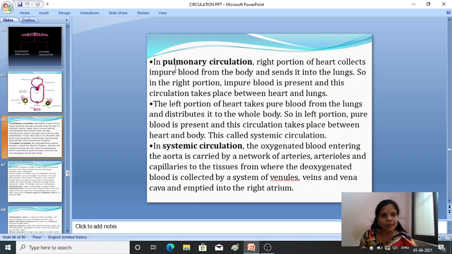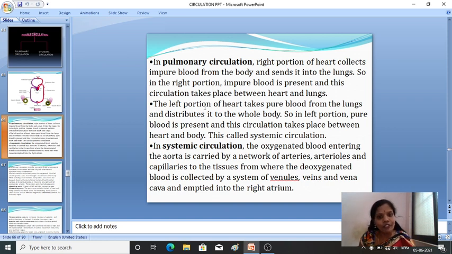Okay, so what happens in pulmonary circulation? The right part of the heart collects the deoxygenated blood from the body and sends it to the lungs for purification. The right portion holds the impure blood, and the circulation takes place between the heart and the lungs. Pulmonary circulation carries the deoxygenated blood.